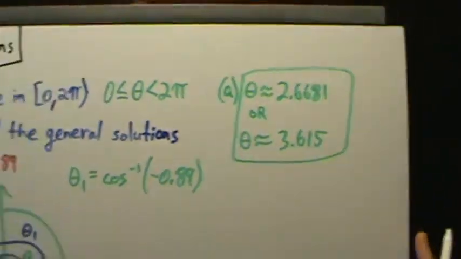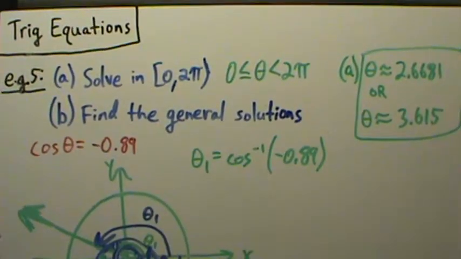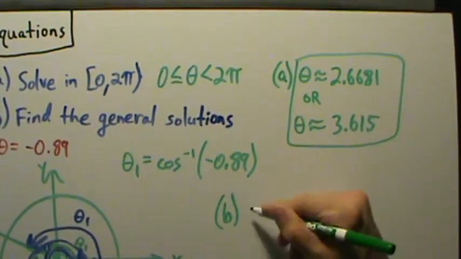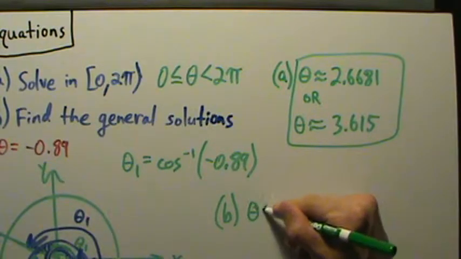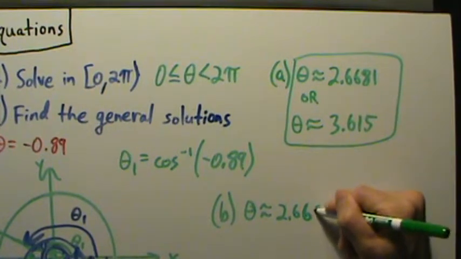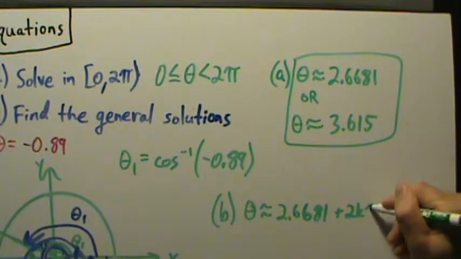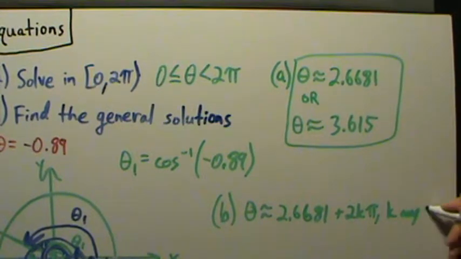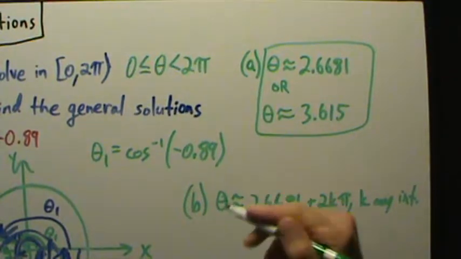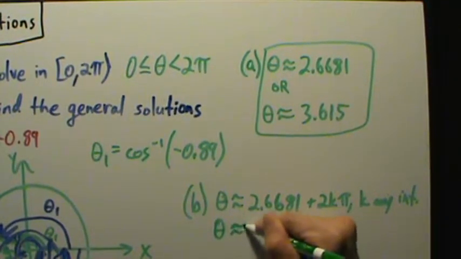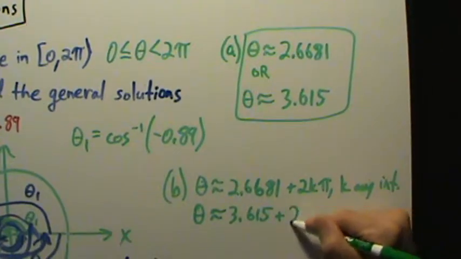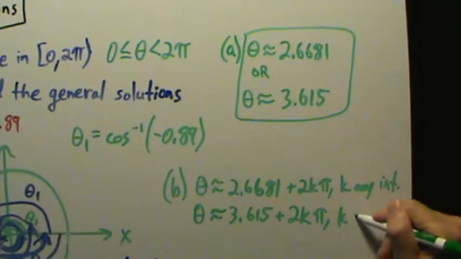Now for part B, find the general solutions. Same exact thing we've been doing, just take our answers for part A and then add the 2k pi. So for part B, theta is approximately equal to 2.6681 plus 2k pi, where k is any integer. We've explained all the 2k pi stuff more thoroughly in example 1. Or theta is approximately equal to 3.615 plus 2k pi, where k is any integer.